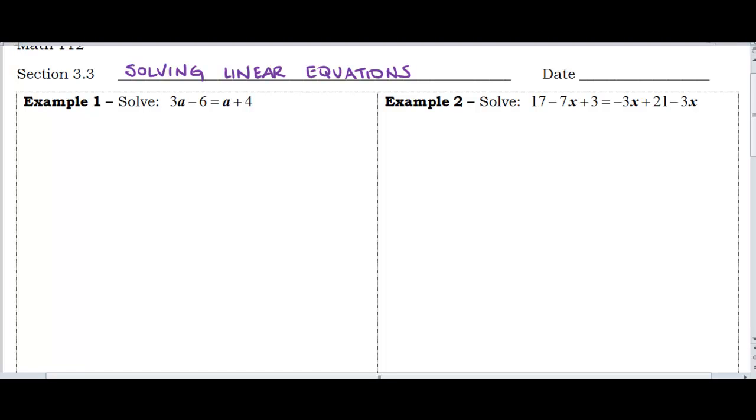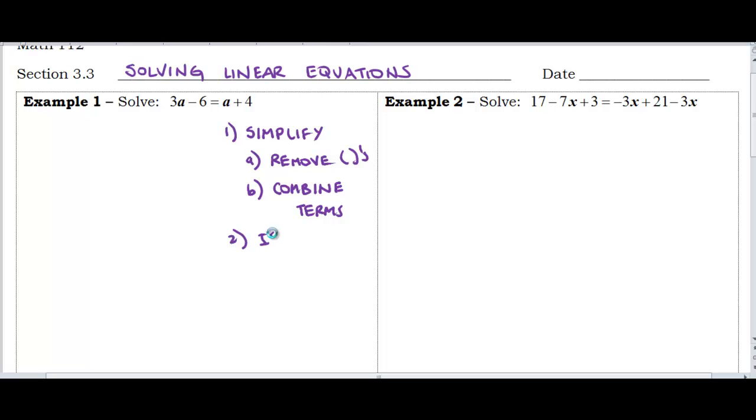So pretty much we're going to do the same thing we have been doing. In step 1, we're going to simplify. And in simplify, we're going to remove what? Right. Remove parentheses and combine terms. And then we're going to isolate on one side or the other, whatever is easiest, right?